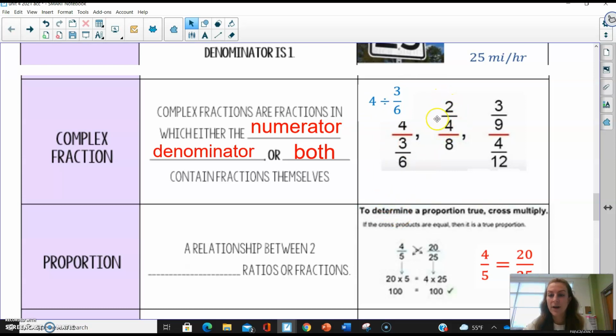Another example, we have a fraction in our numerator, 2/4 over 8, which is the same as 2/4 divided by 8. In our last example, we have a fraction in both our numerator and our denominator. So we have 3/9. Again, the fraction bar just means divided by 4/12. So we can rewrite this as 3/9 divided by 4/12. And then we know when we're dividing fractions, we would do our keep, change, find the reciprocal, and move on from there.